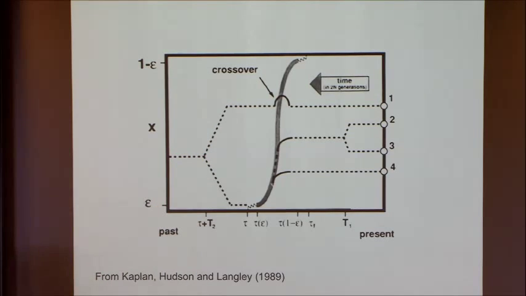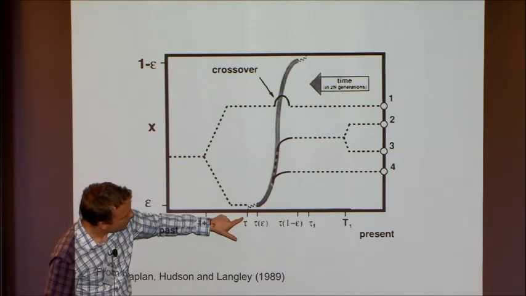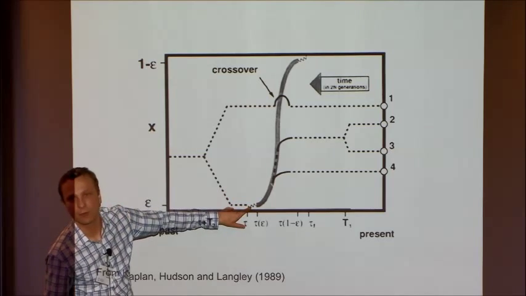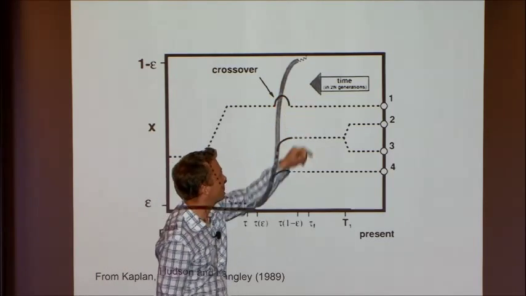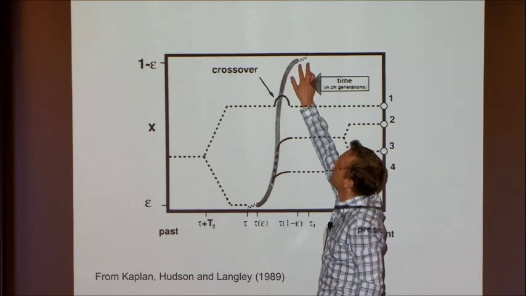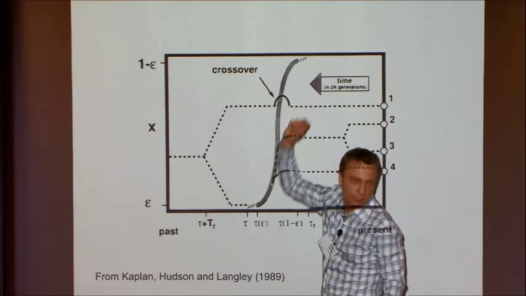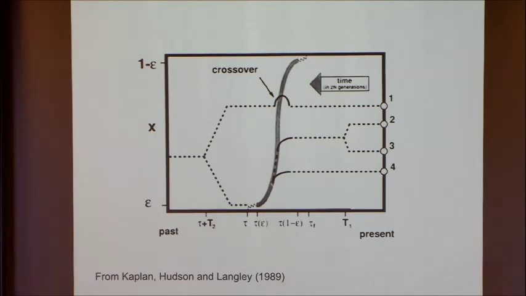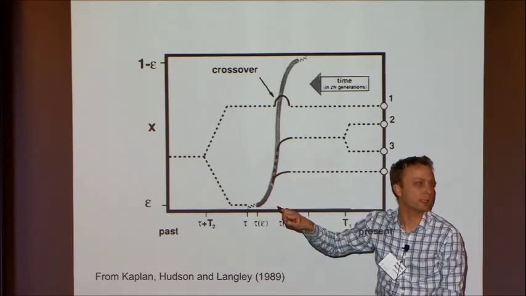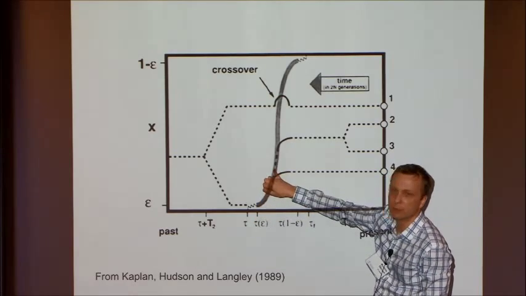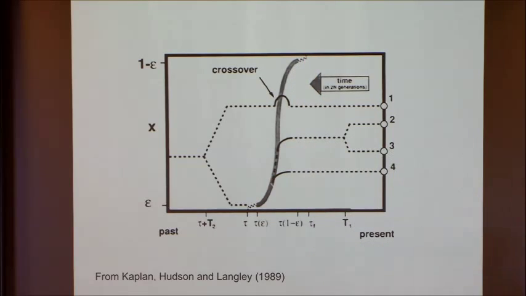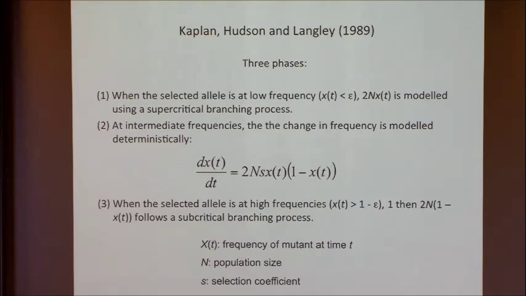Okay, so what Kaplan, Hudson, and Langley did was they divided the process of a selective sweep into three stages. A first stage in which the allele frequency is very low, then an intermediate stage here in which the allele frequency increases, and then a last stage in which the allele frequency is very high. The reason they did that was that they were saying, okay, this part of the trajectory is almost deterministic. So let's model that using a deterministic model, and just deal with the stochasticity down here and up there. Okay, so we have the three phases.